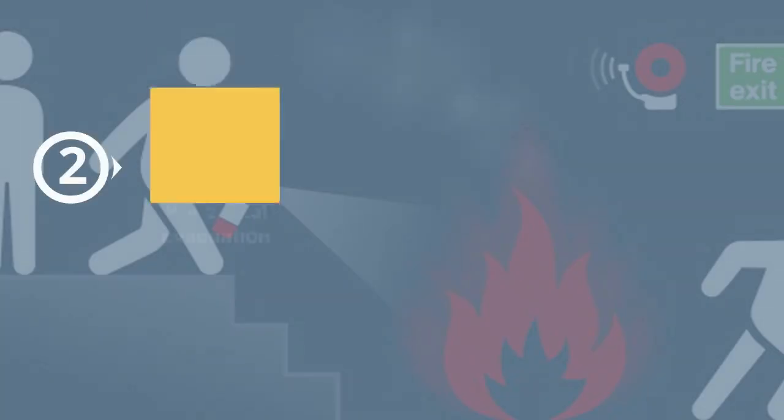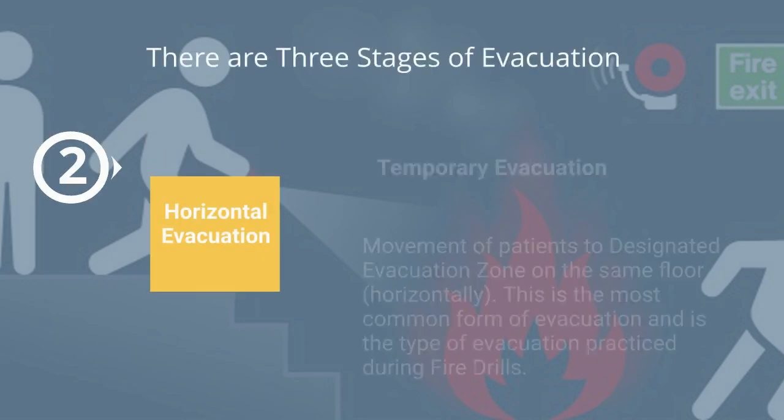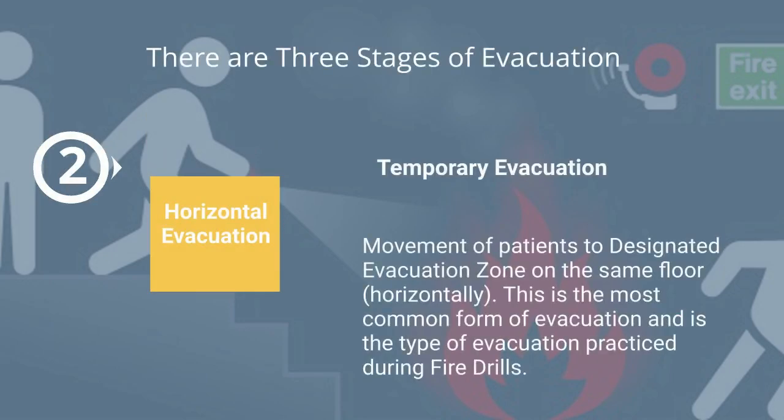Stage 2. Horizontal evacuation. Movement of patients to a designated evacuation zone on the same floor, horizontally. This is the most common form of evacuation and is the type of evacuation practiced during fire drills.